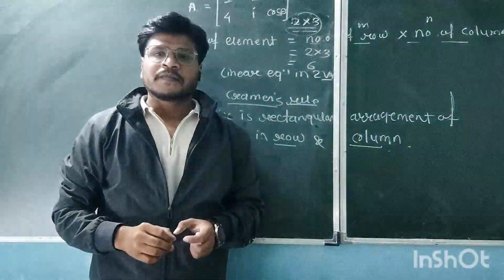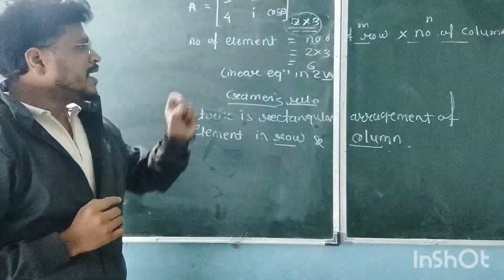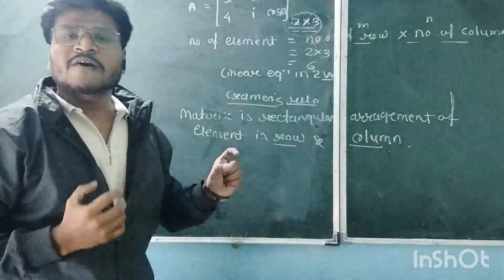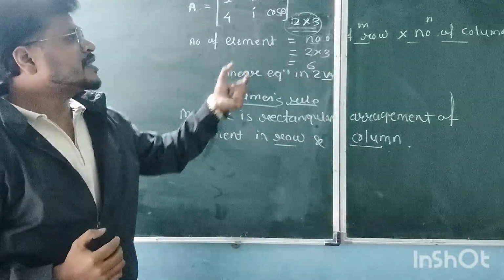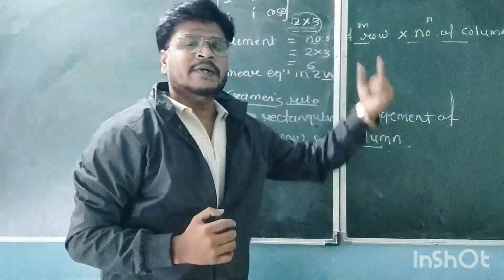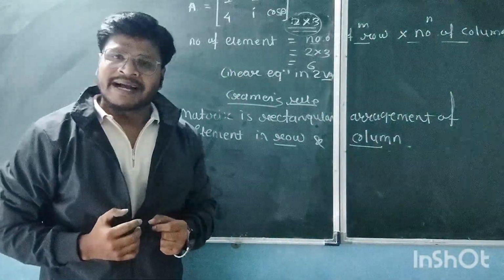Hope you understand the matrix, the elements of a matrix and the order of the matrix. How many elements are there in the matrix? Number of rows into number of columns. Now come to the next topic, types of matrix.